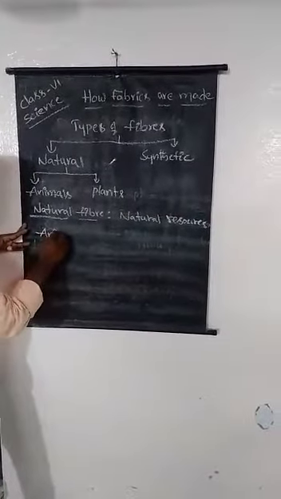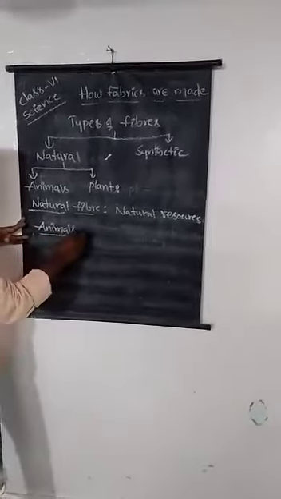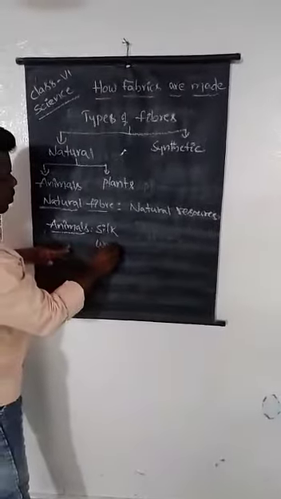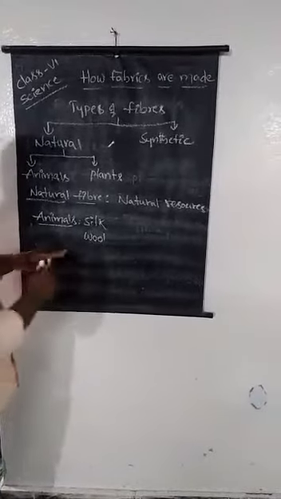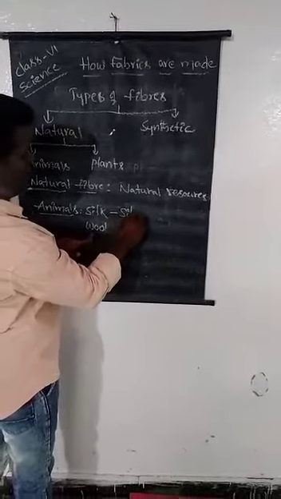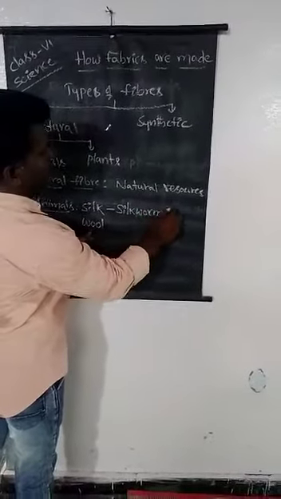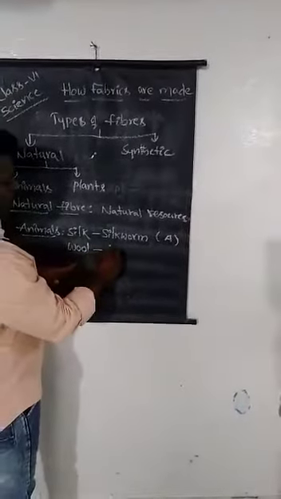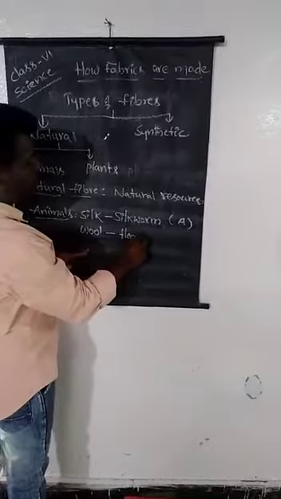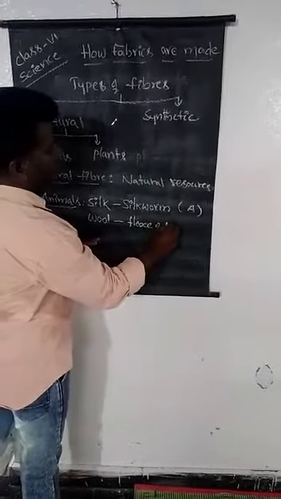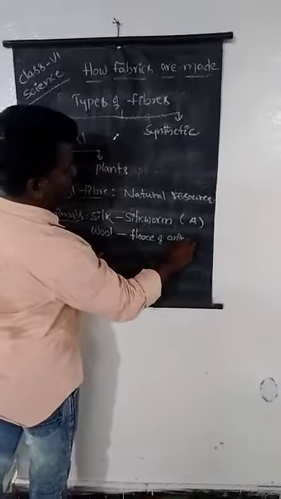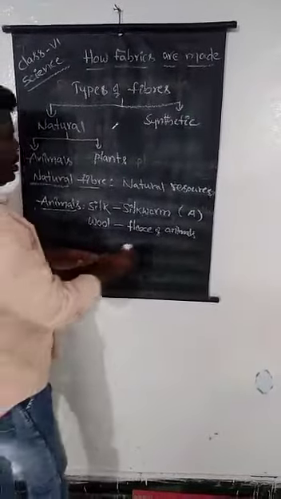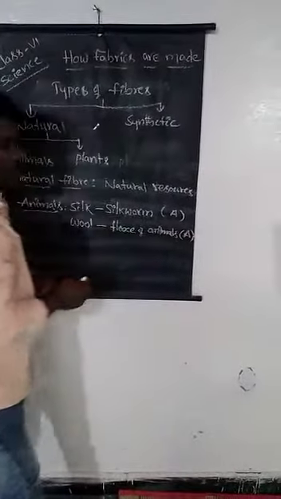From animals, we get silk and wool, etc. Silk is obtained from the silkworm. Here, the silkworm is the animal. Next one, wool. Wool is obtained from the fleece of animals. The animals with fleece are sheep, goat, camel, etc. These are also animal resources.